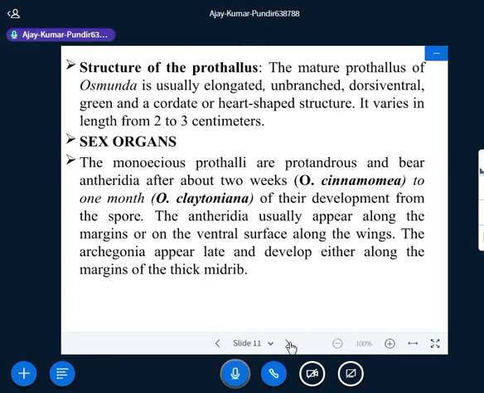Remember it, my dear students. In the prothallus of Osmunda there is a midrib. On both sides of the margin of the midrib, antheridia and archegonia develop. Remember, the presence of a midrib is the diagnostic feature of the Osmunda prothallus. The mature prothallus or gametophyte is large, up to 5 cm long, fleshy, thalloid, and green. So it is a very interesting structure during the life cycle of Osmunda.